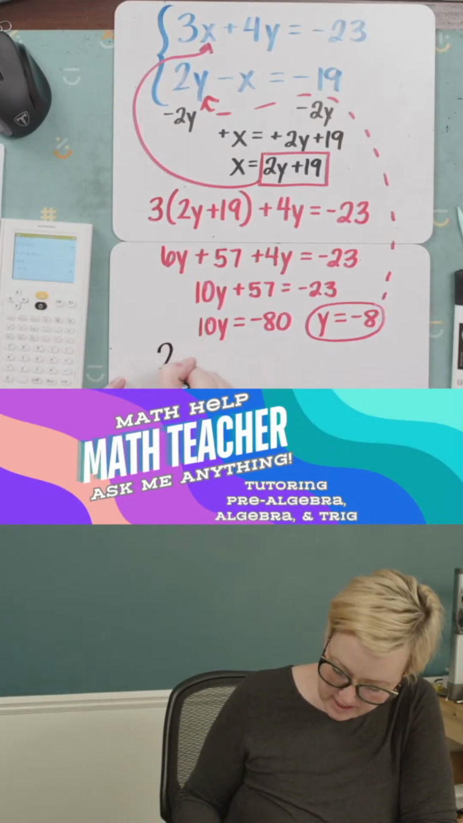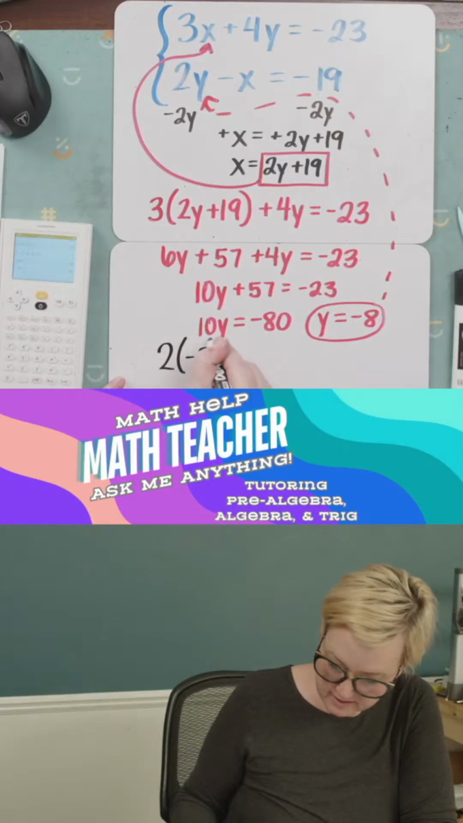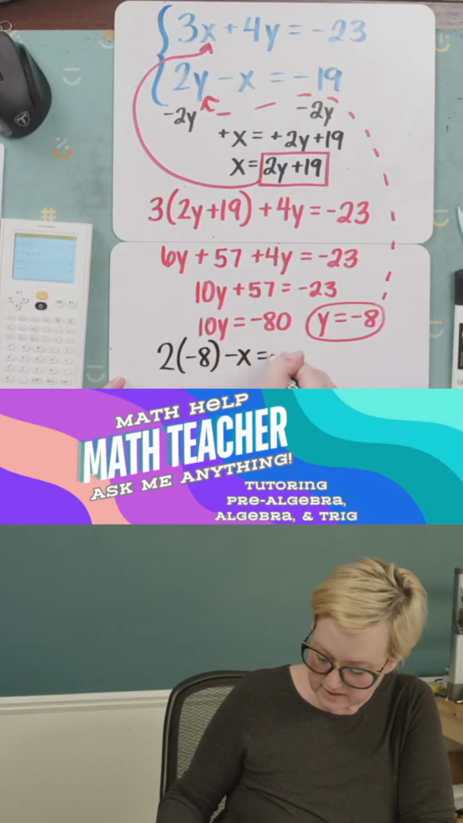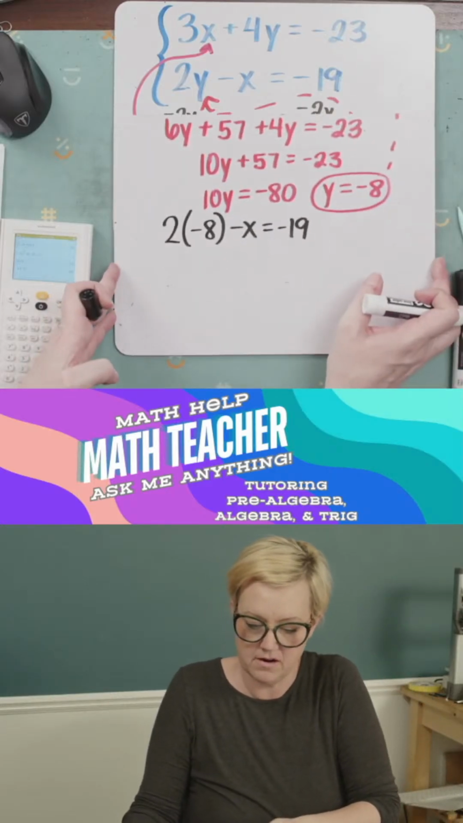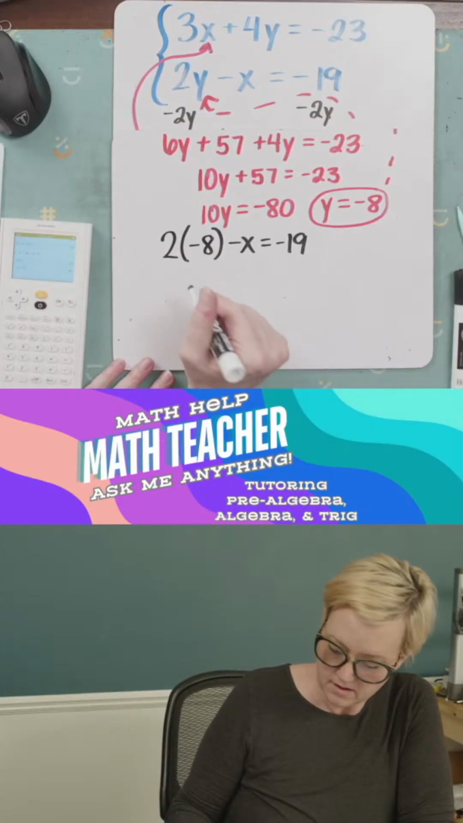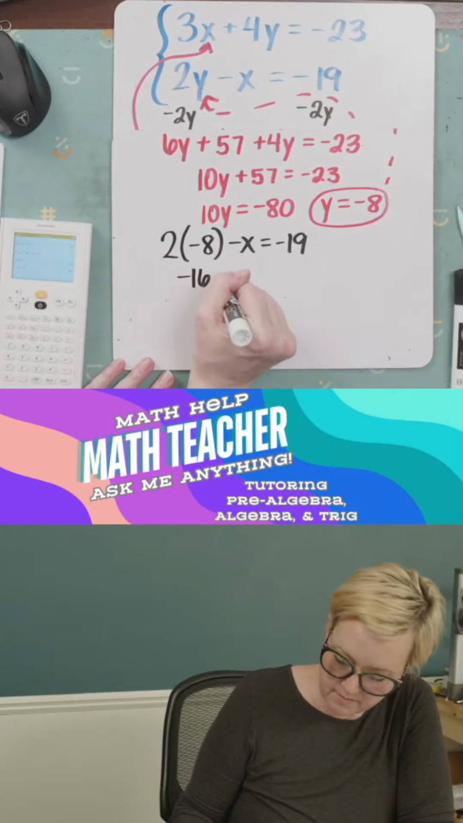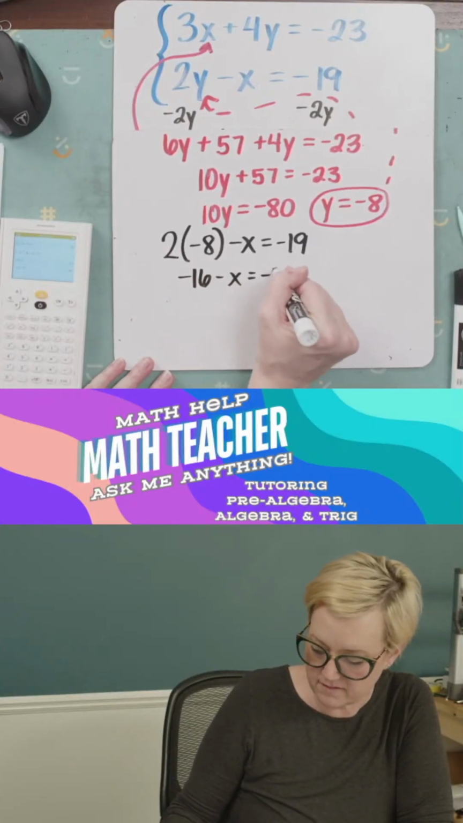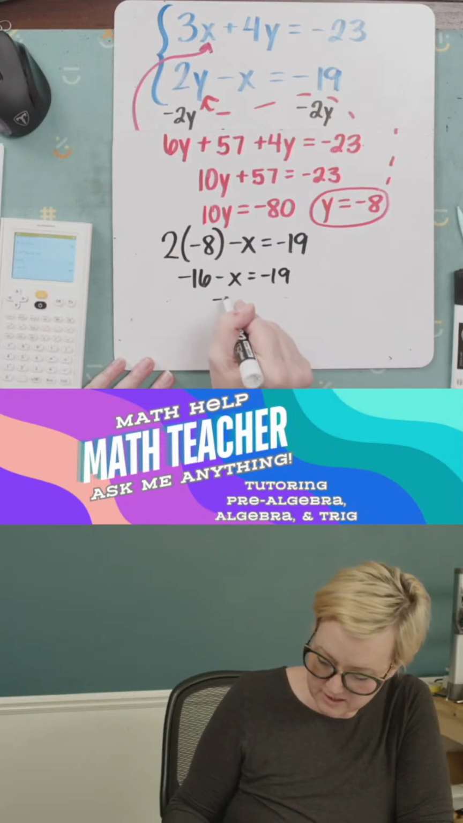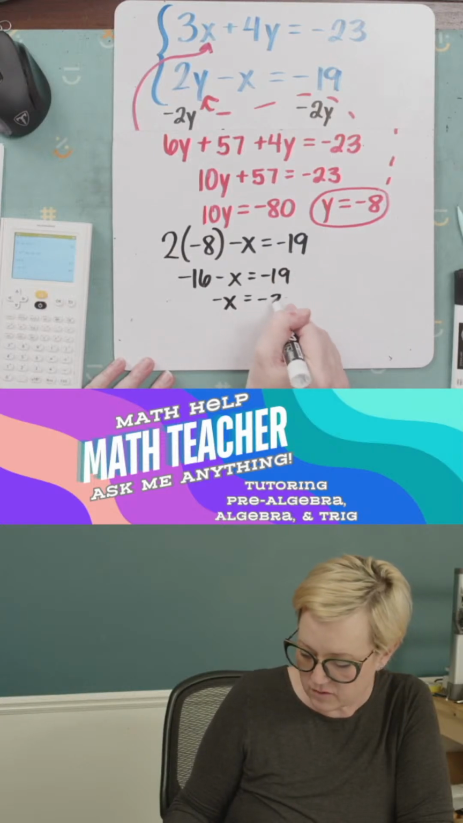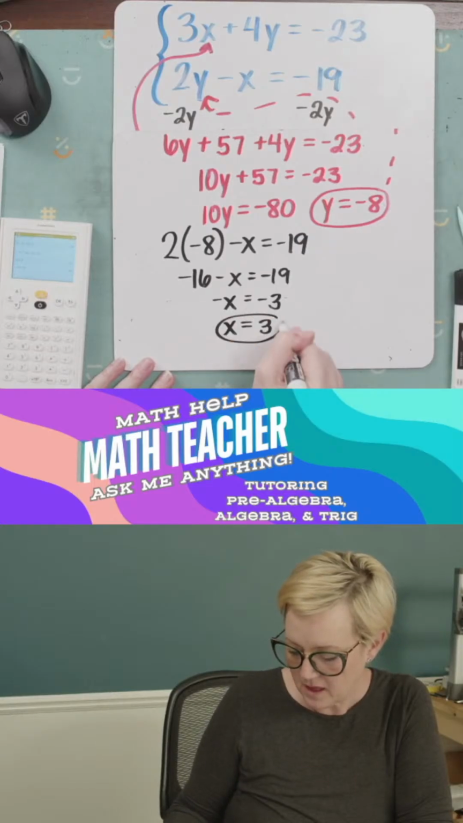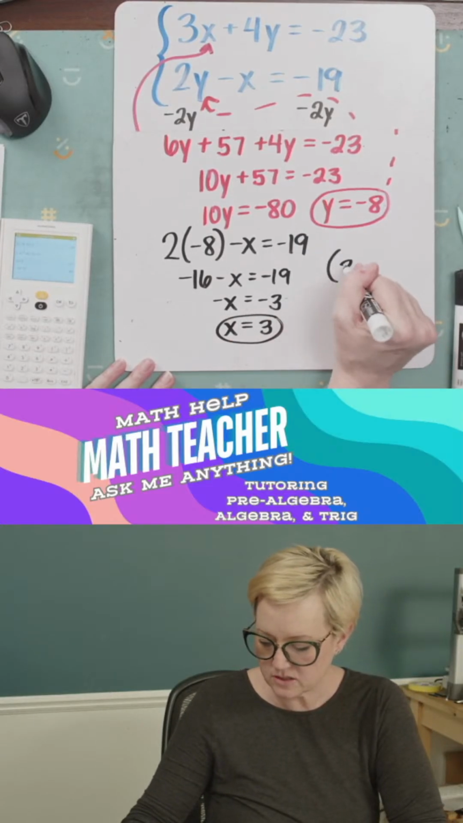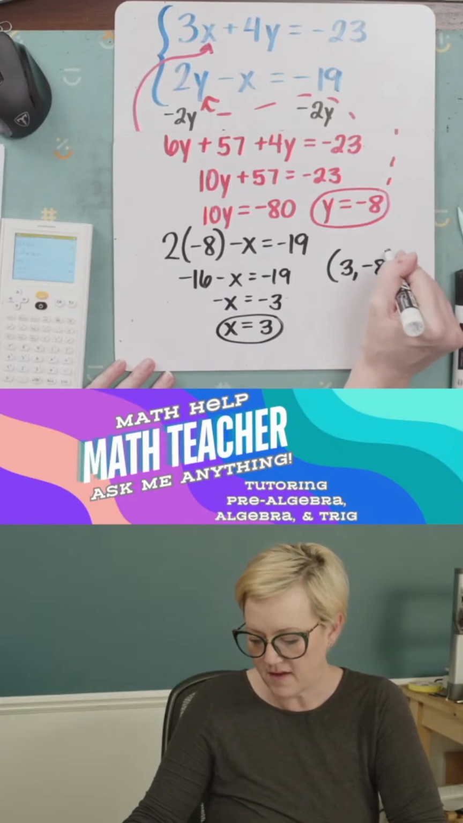So 2 times -8 minus x equals -19. I'm going to slip this up here. -16 minus x equals -19. Add 16, so I get -x equals -3. So x equals +3. So my solution to this is 3, -8.